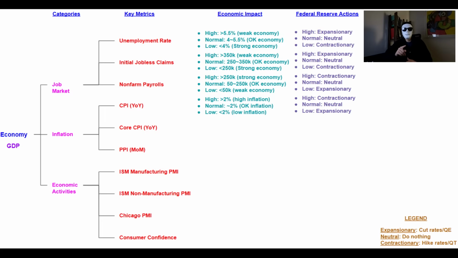Now again, as proven by the recent actions of the Fed, a single data point such as a high CPI does not determine the Fed's actions, as shown in recent months. Please take this into account. Again, I'm just laying out a general theory.